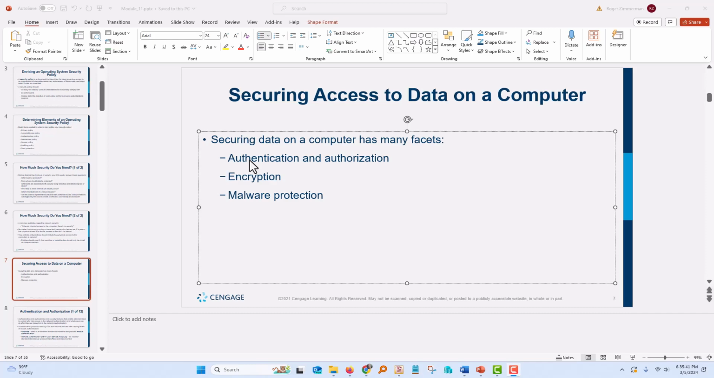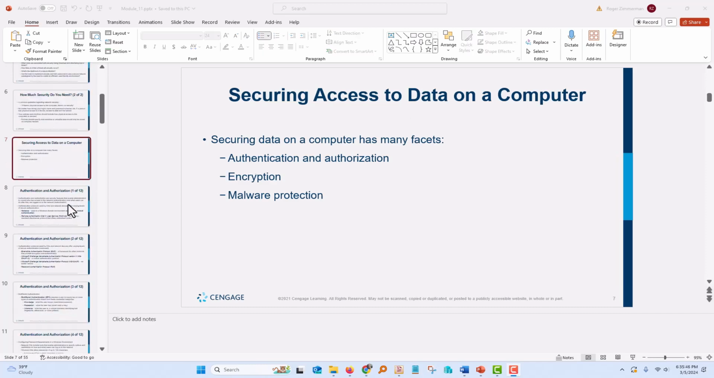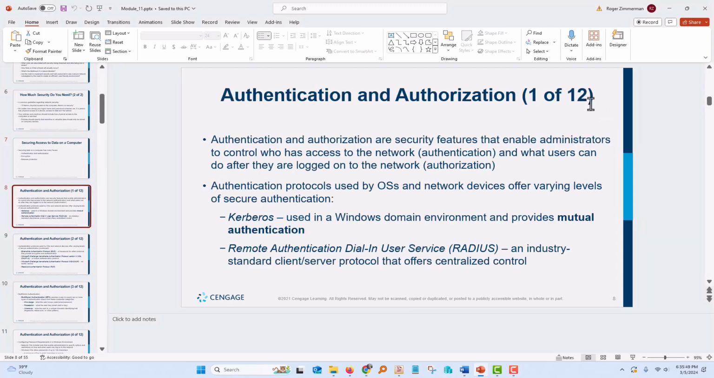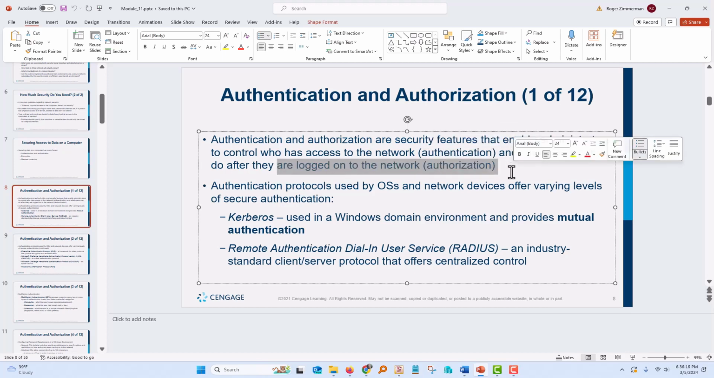So now we're going to look at several slides on authentication and authorization. Let's take a look. And by the way, you'll see that there are 12 slides here, but some of them have to do with Linux, and we are not going to deal with Linux in our lectures here. So, authentication and authorization are security features that enable administrators to control who has access to the network. That's authentication, who has access, and what users can do after they're logged on, their authorization.